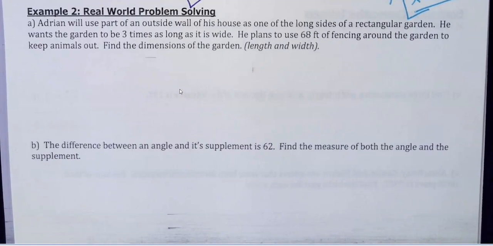I'm not the greatest artist in the world, but I will try here. So this says, Adrian will use part of an outside wall of his house as one of the long sides of a rectangular garden. He wants the garden to be 3 times as long as it is wide, and he plans to use 68 feet of fencing around the garden to keep animals out. And we want to find these dimensions.